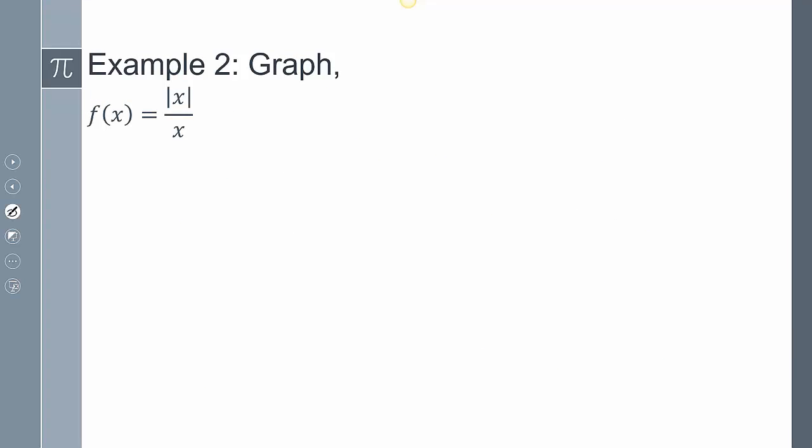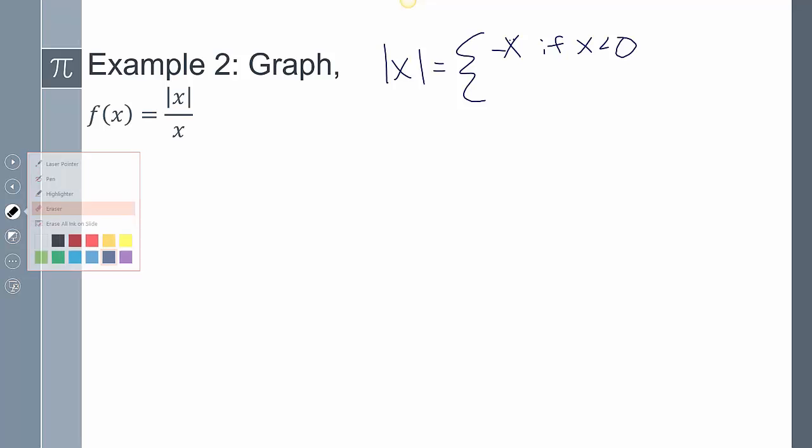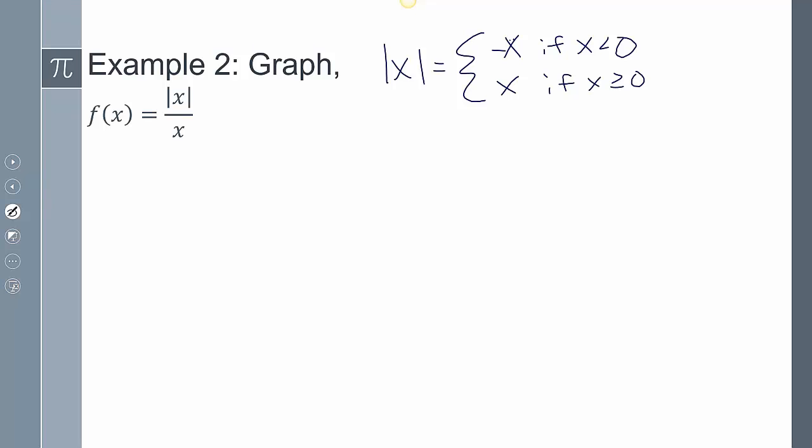Let's look at another one. Graph this. So once again, our definition says negative x if x is less than 0, and then it's going to be x if x is greater than or equal to 0. So I have the absolute value of x. Now remember, this just refers to what's inside the absolute value. Everything on the outside stays the same.